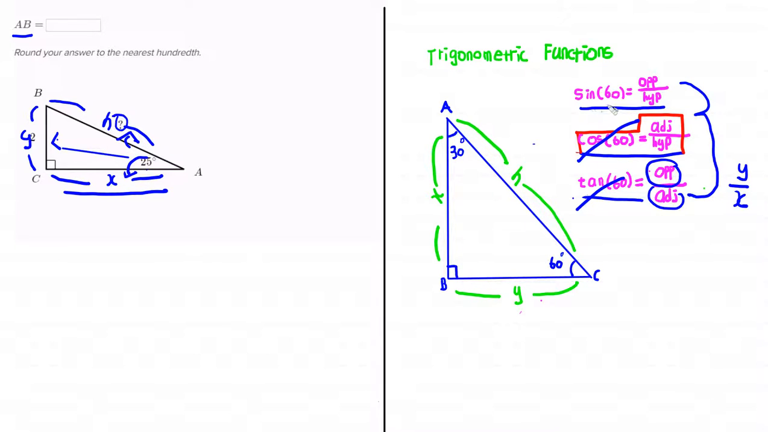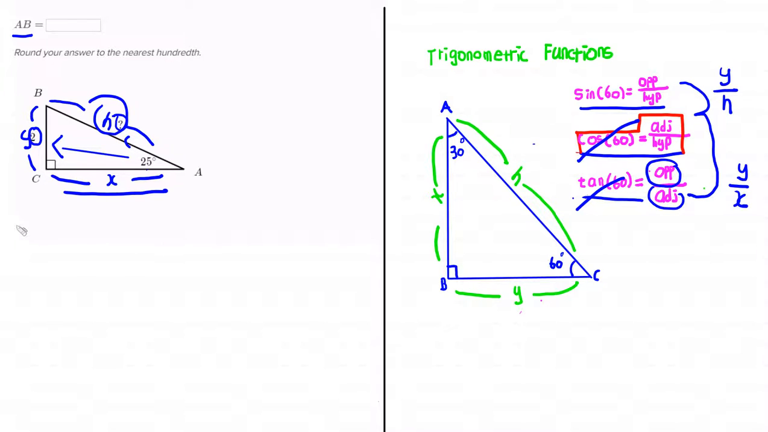So let's see the sine. It is opposite over hypotenuse. The opposite side is y over hypotenuse h. We don't know the value of h, but we do know the value of y, which is 2. And that means we can solve for h using equations.